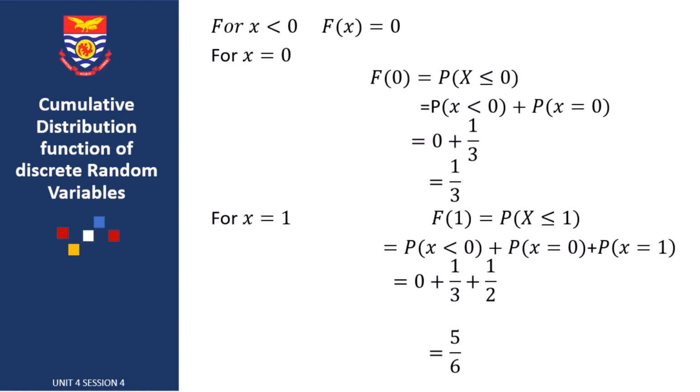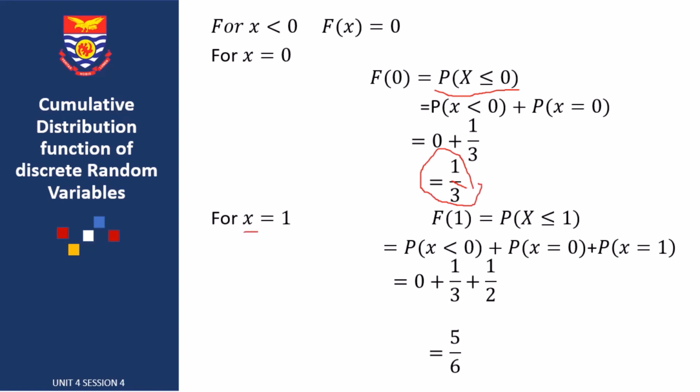So f of 0 will give us probability of x less than or equal to 0. So less than 0 or equal to 0. And you know that probability of less than 0 is 0, and probability of x equal to 0 is 1/3. So for x equal to 0, we have 1/3 as our cumulative probability.